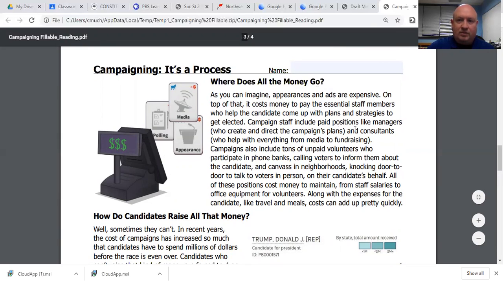Campaign staff include paid positions like managers who create and direct the campaign's plans, and consultants who help with everything from media to fundraising. Campaigns also include tons of unpaid volunteers who participate in phone banks, calling voters to inform them about the candidate, and canvass in neighborhoods. Canvass means you go door to door, knocking on doors.